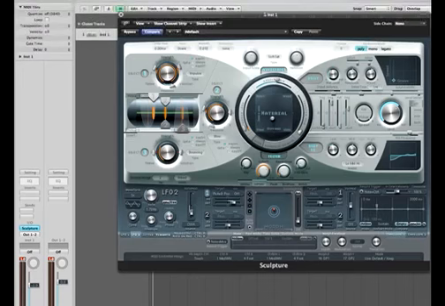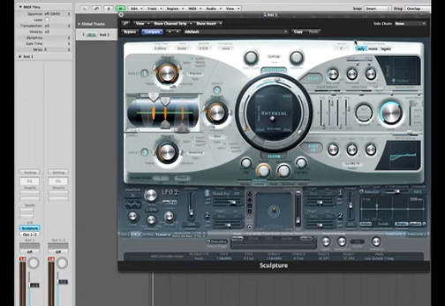The real power of sculpture lies in the modulation section, which lies down at the bottom of the instrument. But before we get down there in the next tip, we're just going to spend some time looking at all of the global controls right up at the top, because these can have a significant bearing on your sound as well. So the first choice I have is, what keyboard mode do I want?